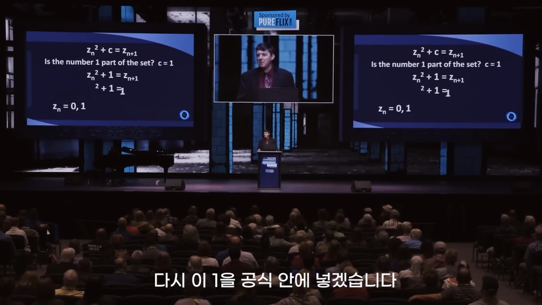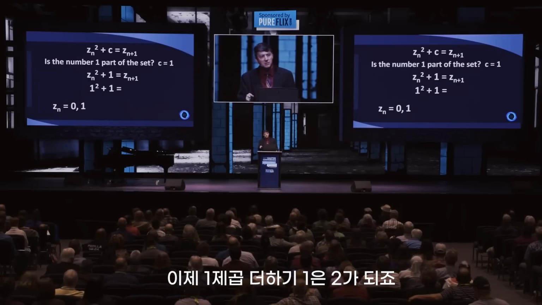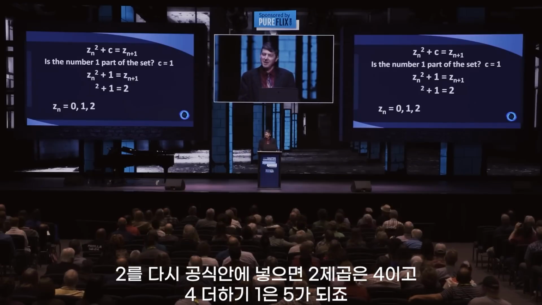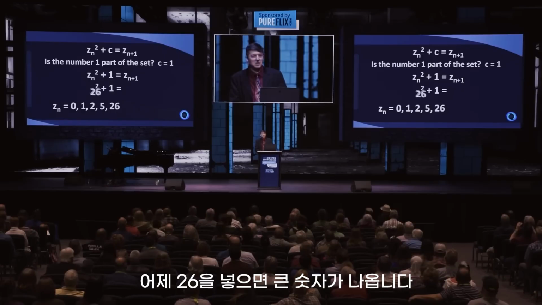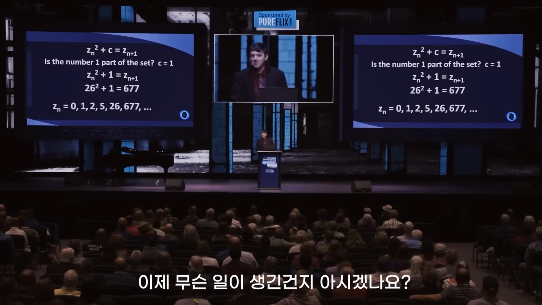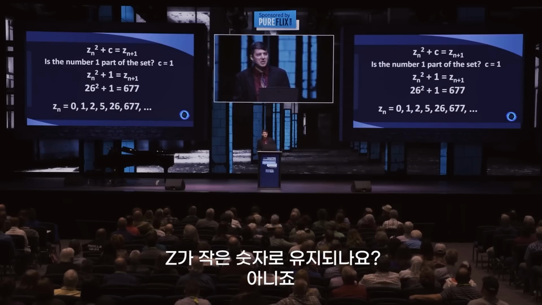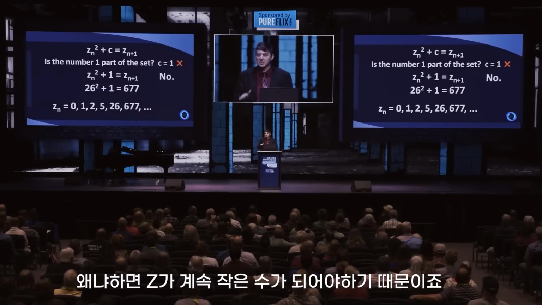And what we'll do is we'll put that 1 back into the formula. That's the new value of Z. So now we have 1 squared, which is 1, plus 1 is 2, okay? And you plug that back in, so we have 2 squared is 4, plus 1 is 5. Okay, you're getting this. You put it back in. 5 squared, 25, plus 1 is 26. Okay, we put that back in. 26 squared is a big number. And you put that back in. Okay, now you see what's happening here? Is the sequence of Z staying small? No. So is the number 1 part of the Mandelbrot set? No. Because it has to stay small for it to belong.